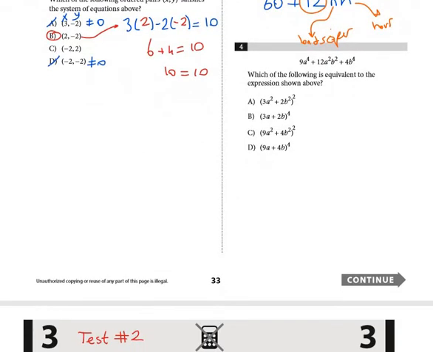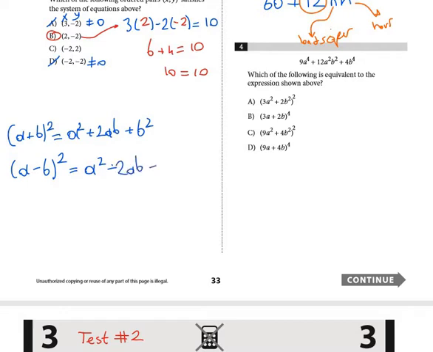Question number 4. Which of the following is equivalent to the expression shown above? So this is our famous binomial squares. If you realize, the binomial square (a + b) squared is equal to a squared plus 2ab plus b squared, or (a - b) squared is equal to a squared minus 2ab plus b squared.